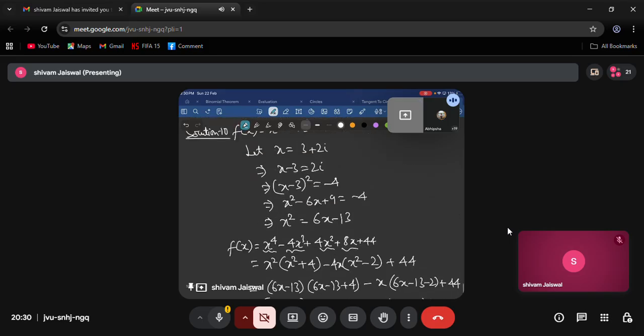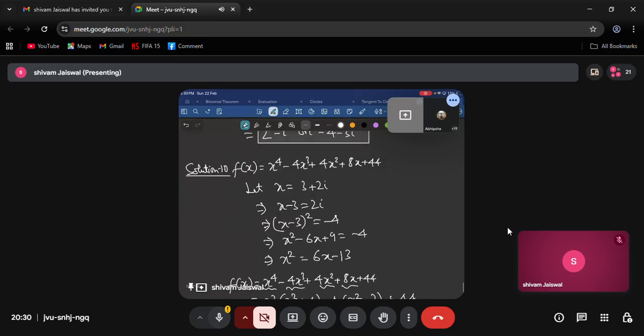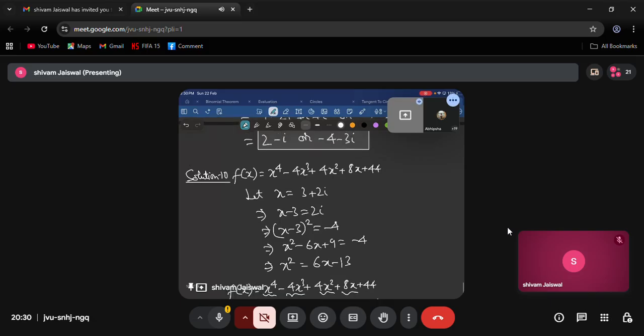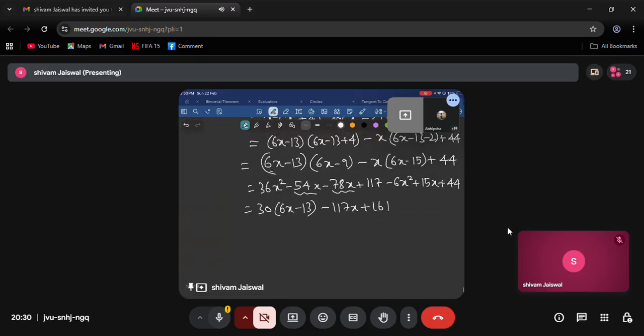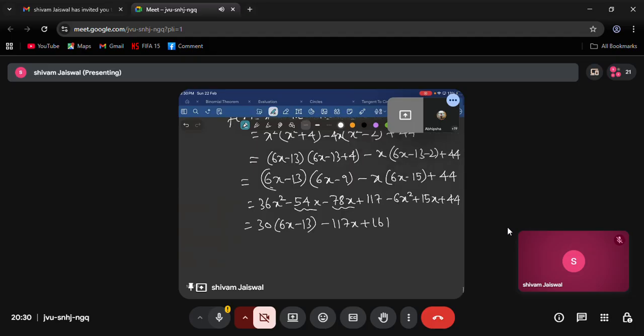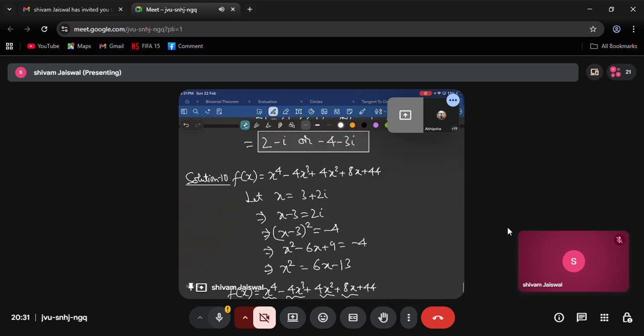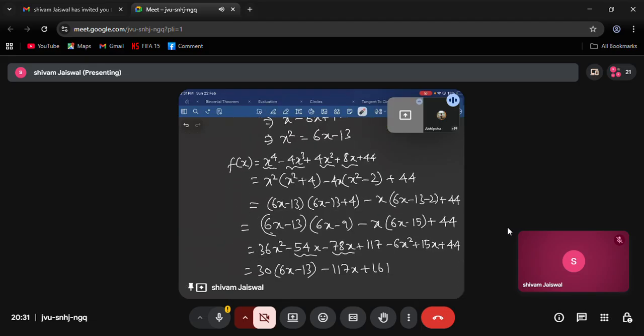Let's see. I might have done some mistake. Let me see. x equal to 3 plus 2 iota, right? My quadratic is x to the power 4 minus 4x cubed plus 4x square plus 8x plus 44. From these two, I have taken x square common, x square plus 4. So 6x minus 9, up to this much is correct. Then minus 4x, x square minus 2. It is correct only. Plus 44. Okay, so again 6x minus 13.